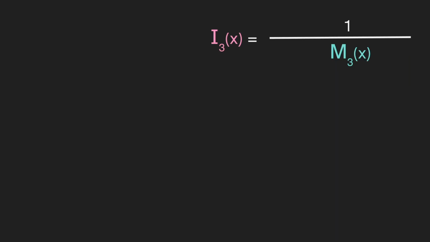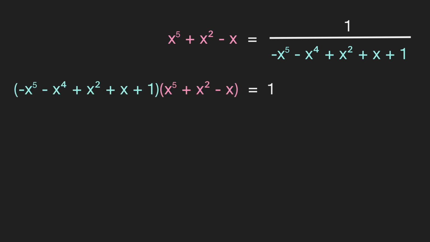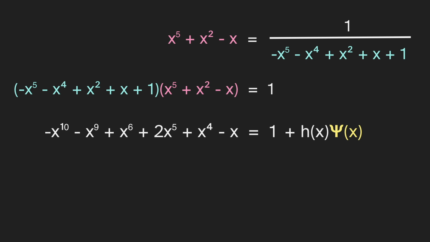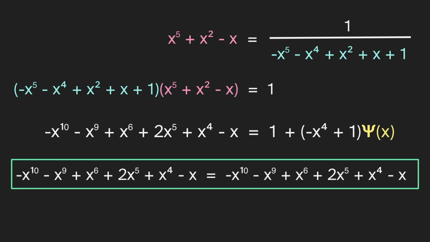So let's take this equation. We can put in the explicit form of m, and then we claim that this equals I. So if we multiply the blue on both sides, and then expand that, we get this equation where we say that left side equals 1. Now this is clearly not true, but remember we can add some multiple of psi. So specifically we're going to add negative x to the 4 plus 1 times psi. And if we work this out, we see, yes, these two sides are equivalent.